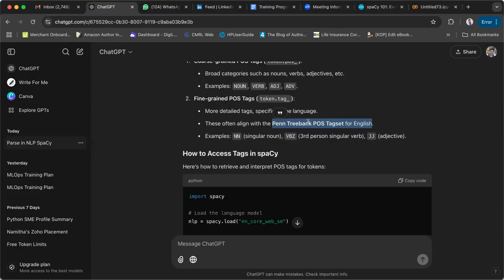Okay, and then only it will be able to understand what you are giving, in which language it is taking, whether it is referred to in this set of rules or it is out of the box. Okay, and it is an NN, a singular noun. VBZ, a third person singular verb, and JJ, adjective.